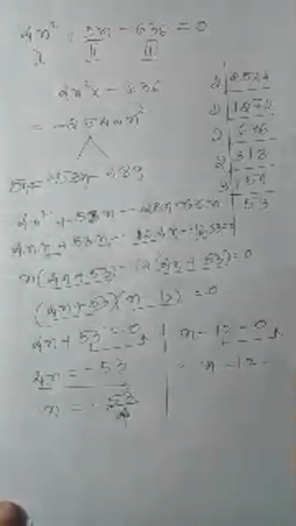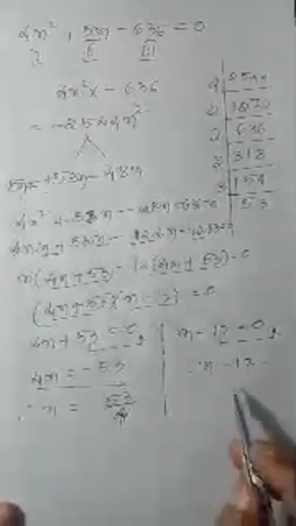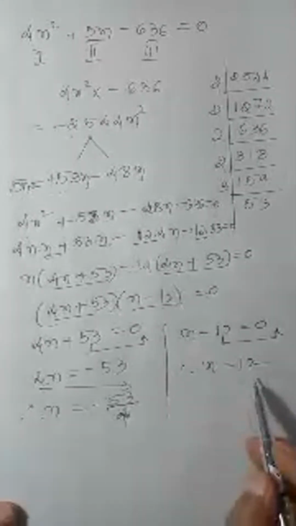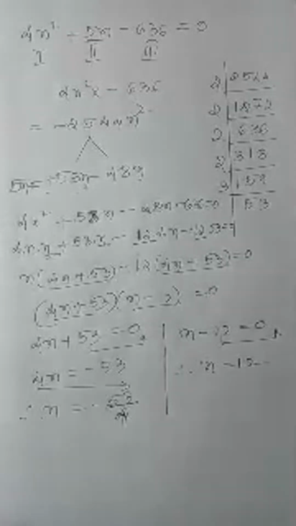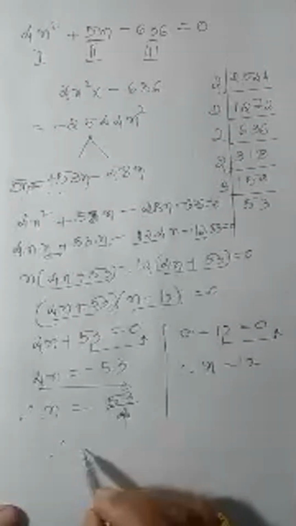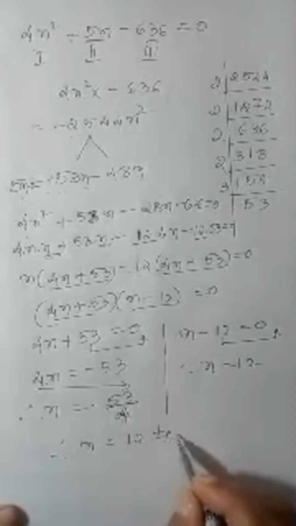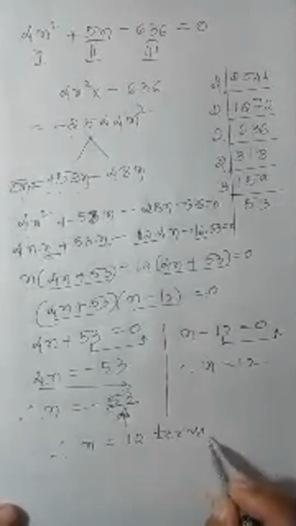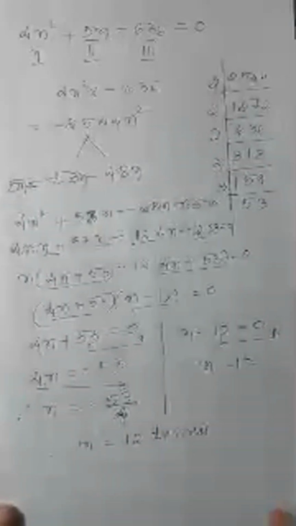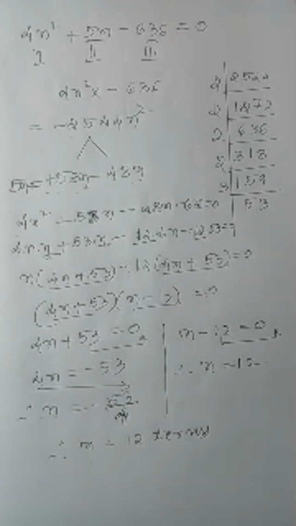In this problem, if you add the 12 terms, surely you are getting the sum, what is the sum? 636. Therefore, the number of terms to be added is n equal to 12. Means 12 terms to be added, you are getting the sum 636. Okay. Anyway, it is a very nice problem, my dear children.